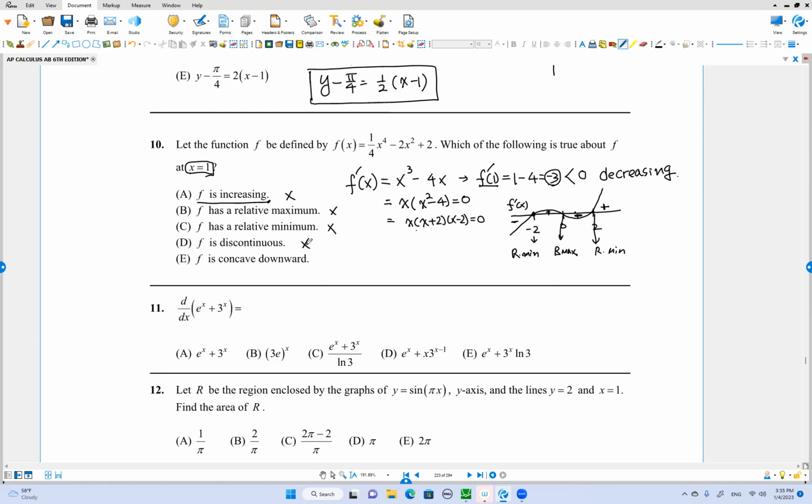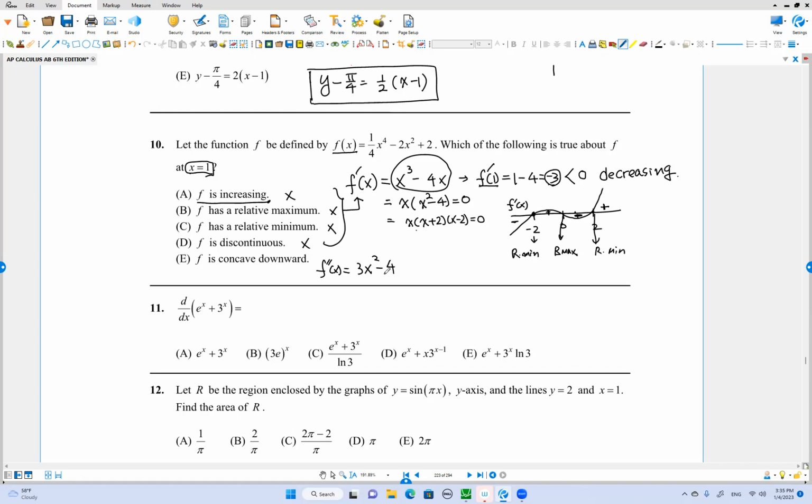F is concave downward. We're going to check it out. For concave down, we have to take the second derivative. This one was our first derivative test. The last one needs the second derivative. What is the second derivative? F second derivative of x: take the derivative one more time of the first derivative. X cubed gives 3x squared, and minus 4.